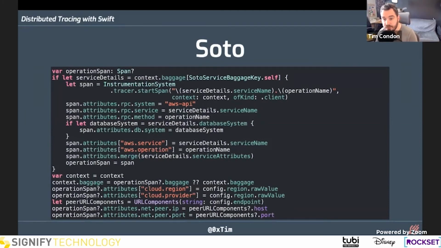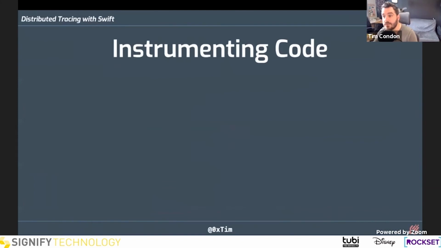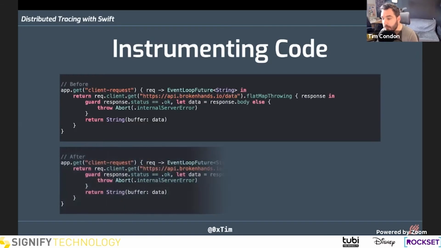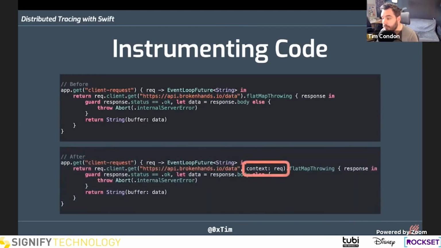So in order for us to instrument our code, we have to make sure that those spans are passed down to subsequent requests and downstream services. So a request handler like this, which is Vapor code in Swift, where we make a request to an external API. In order to instrument this with tracing, what we have to do is pass a context through to the request, and that's how tracing is linked up. And this is very similar to things like Go, where you pass a context around.